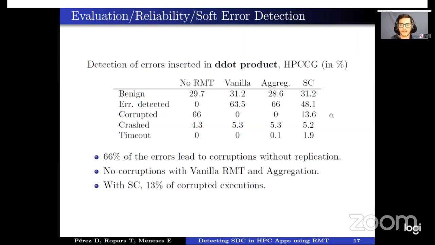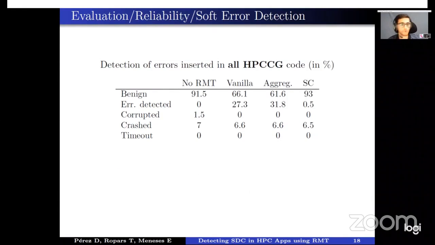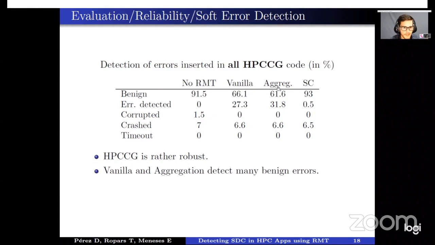If we allow errors to be injected in all the HPCCG code, we see something quite interesting. We see that HPCCG in general, for the non-replicated execution, is quite robust. We see that 91% of the time the errors do not cause any harm. And something interesting is that the vanilla and the aggregation have a lower percentage of benign errors, but the reason for that is that actually they are detecting a lot of these benign errors.